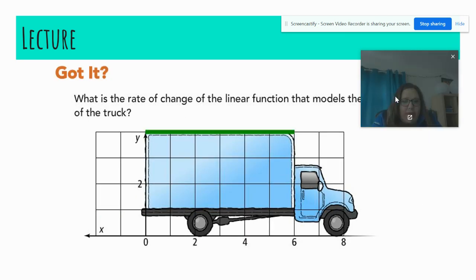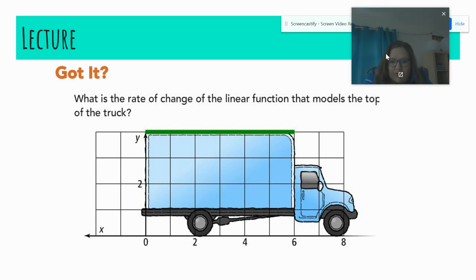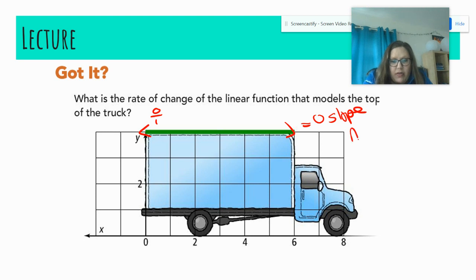All right, what is the change that models the top of the fire truck? So this one's interesting. So if I go up 0, I still go over 1. And so if you guys remember from a long time ago, if a horizontal line has a 0 slope or no slope, this is not slanted at all. So there's no slope here or a slope of 0. And then if you guys also remember, a vertical line is undefined because that would involve dividing by 0, and friends don't let friends divide by 0. So those are just some things to remember. All right, let's keep going.